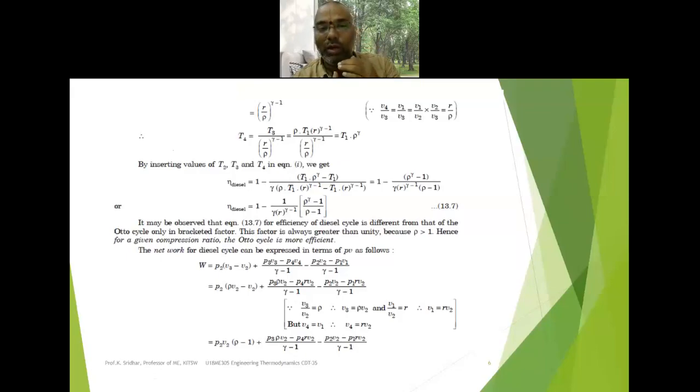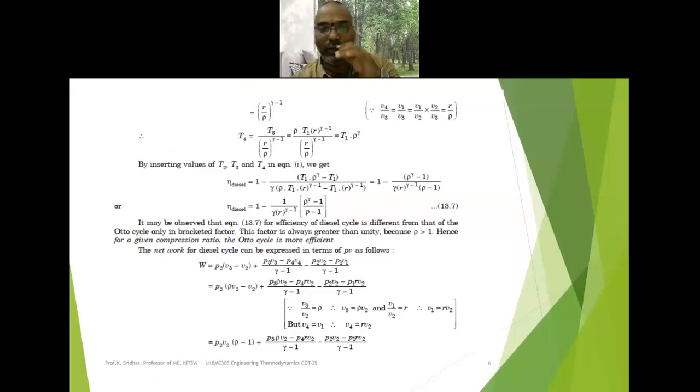Then why are we not increasing the compression ratio according to our will and wish? That is why we are restricting the compression ratio only up to 12 in modern petrol engines. Why can't we increase the compression ratio up to 20 or 30 in petrol engines? Because as compression ratio increases, efficiency also increases. Then why not increase it according to our will and wish?